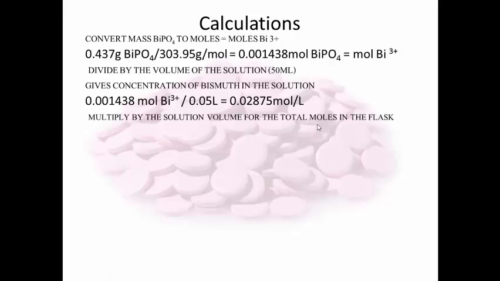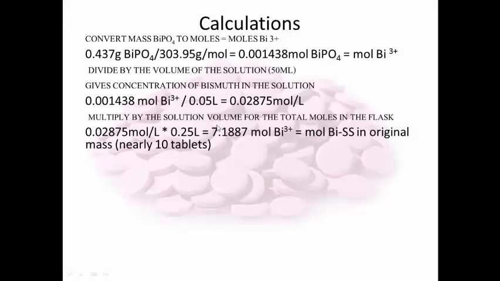Then you're going to multiply that by the volume that was in the entire flask. So you want to know the moles of bismuth in the entire 250 milliliter flask. So now we will take our concentration times the total volume this time to get the moles of bismuth in the entire flask, or in all of the entire sample that you weighed out originally. Since there's one bismuth ion in the bismuth subsalicylate molecule, when you calculate the moles of bismuth ion, it's equal to the moles of bismuth subsalicylate in the original mass. It's almost the 10 tablets, but it's really just the mass that you were able to get into the beaker.